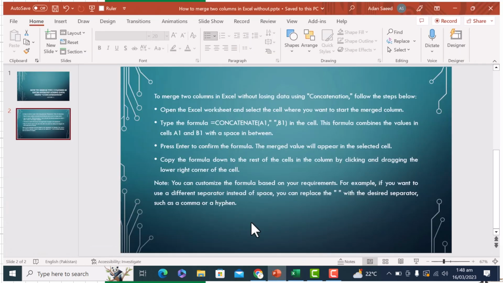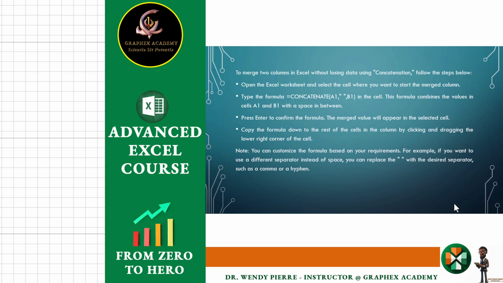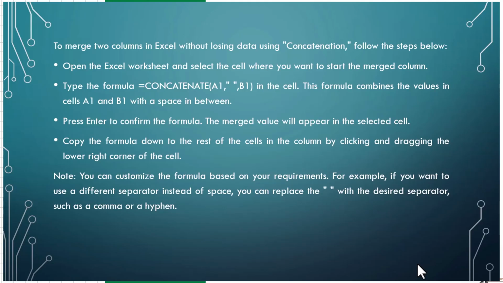So these steps also show this whole process. First of all, open the Excel worksheet and select the cell where you want to start the merged column. Type the formula, that is equal to CONCAT, A1, comma, then a space in quotation marks, then comma again and B1. This formula combines the values in cells A1 and B1 with a space in between. Then we have to press enter to confirm the formula. The merged value will appear in the selected cell. Copy the formula down to the rest of the cells in the column by clicking and dragging the lower right corner of the cell. So these are some of the steps.